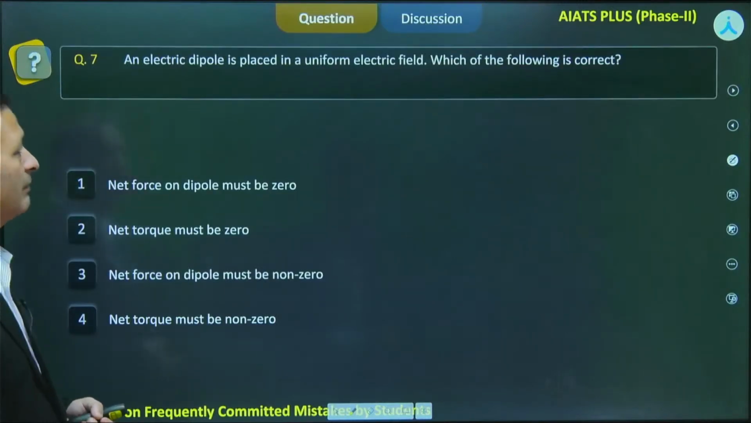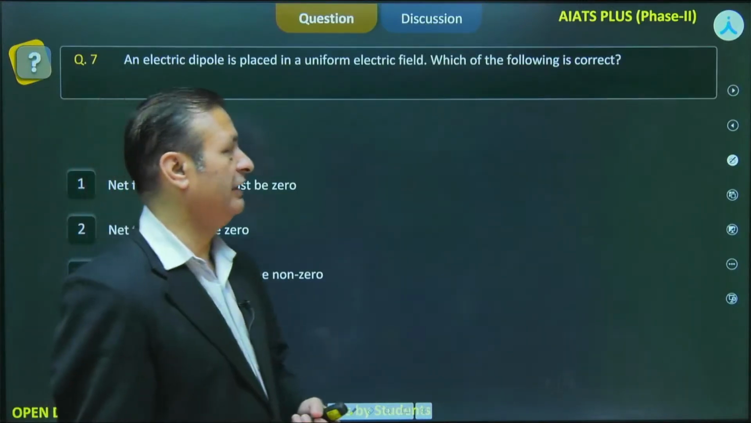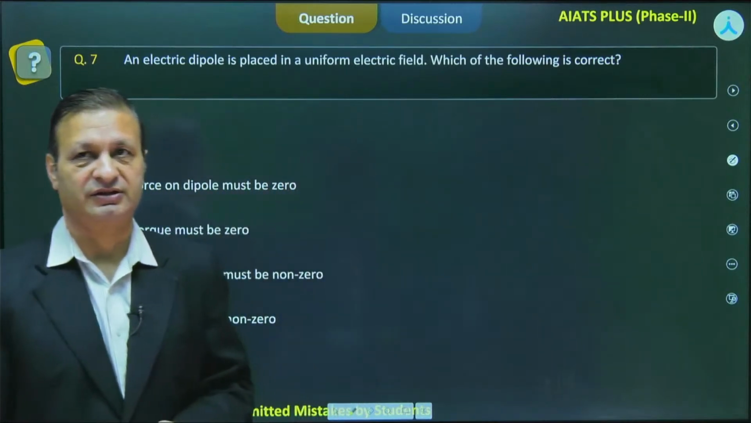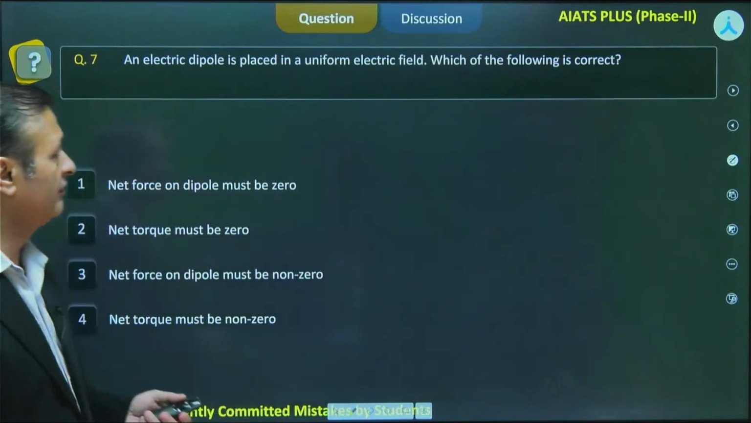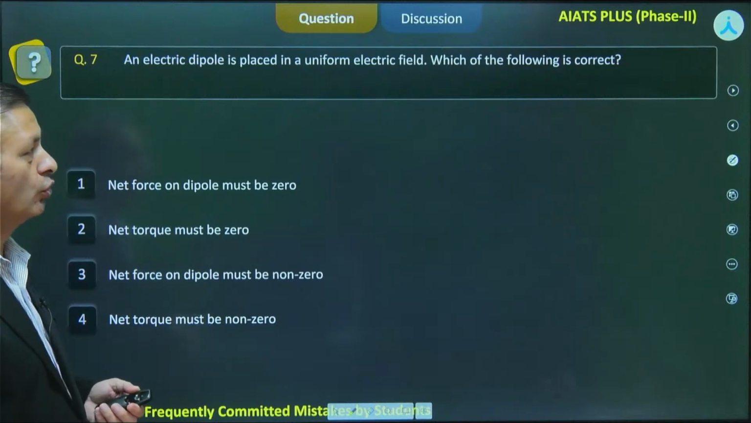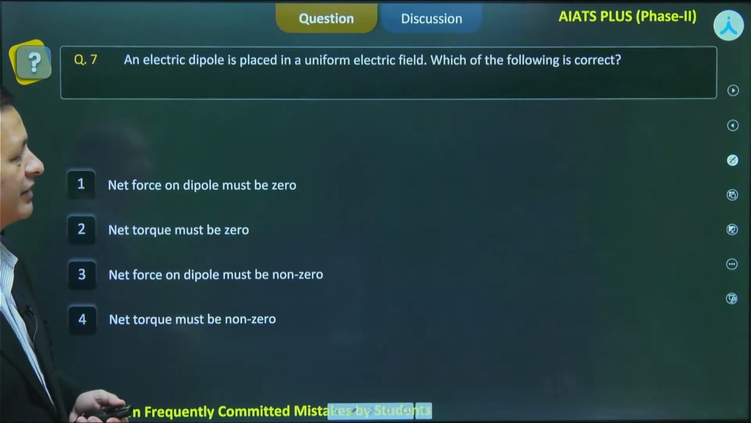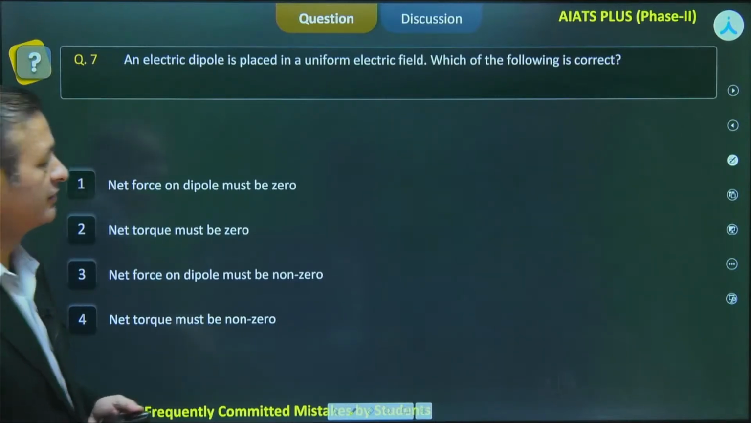Now, an electric dipole is placed in a uniform electric field. Which of the following is correct? So this is a very important case. An electric dipole placed in a uniform electric field. Which of the following is correct?